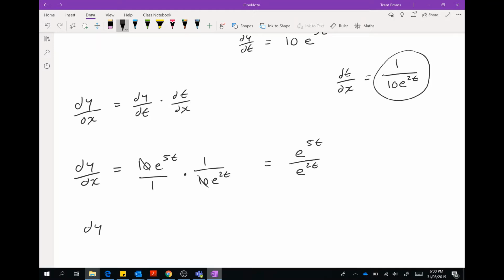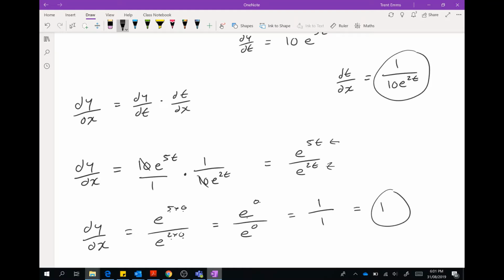And we want dy by dx when t is 0, so we're going to replace the t's with 0, which will give me e to the 5 times 0 over e to the 2 times 0, which is e to the 0 over e to the 0. Anything to the power of 0 is 1, so it's 1 over 1, which just equals 1. So that's the final answer there, and that will get you an achieved for that question.